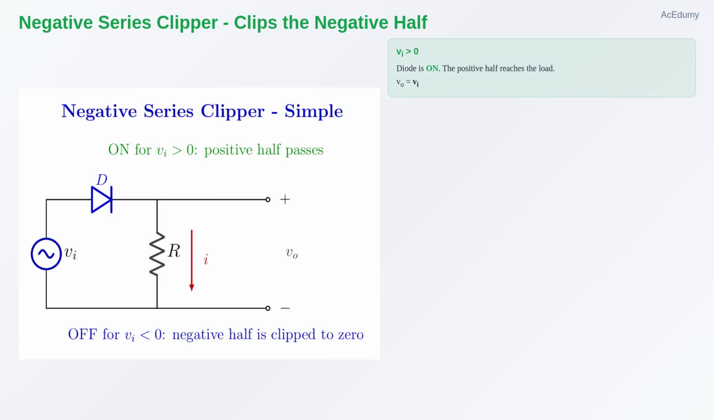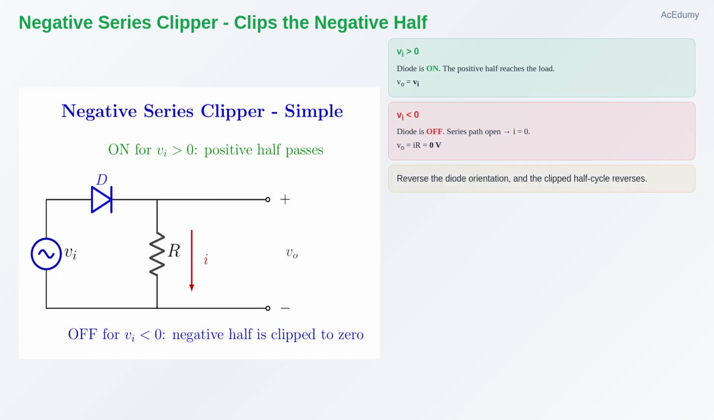Now reverse the diode. This gives variation 2, the negative series simple clipper. The circuit is almost the same, but the diode orientation is flipped. When Vi is positive, the diode is forward biased. It turns on, the source is connected to the resistor, and the output follows the positive input. So for Vi greater than 0, VO equals Vi.